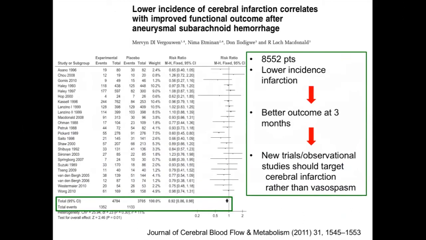Moving from TBI to subarachnoid hemorrhage, we know that this is a hemorrhagic condition, but when we fix the aneurysm, the big issue after SAH is ischemia. A lot of studies investigating vasospasm, but it is better for me to consider ischemia. Indeed, in this meta-analysis, it has been shown that putting together more than 8,000 patients, there was an association between lower infarction and better outcome.